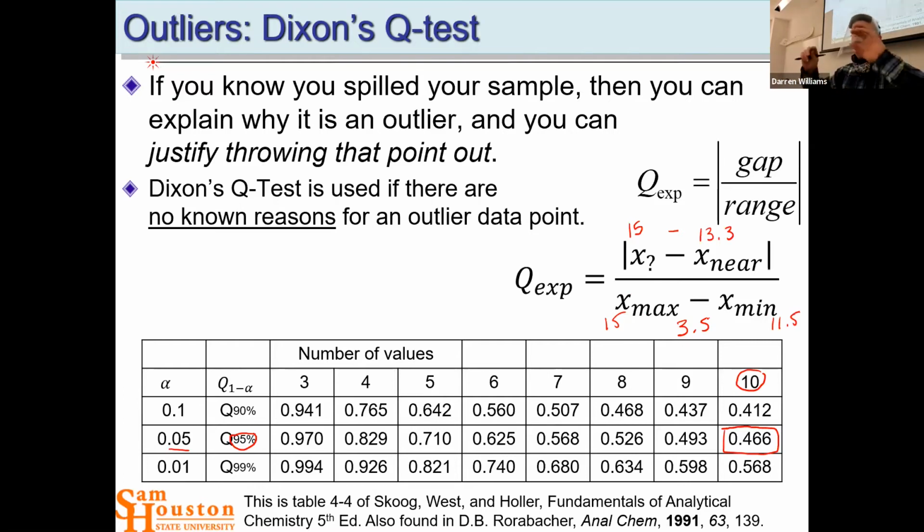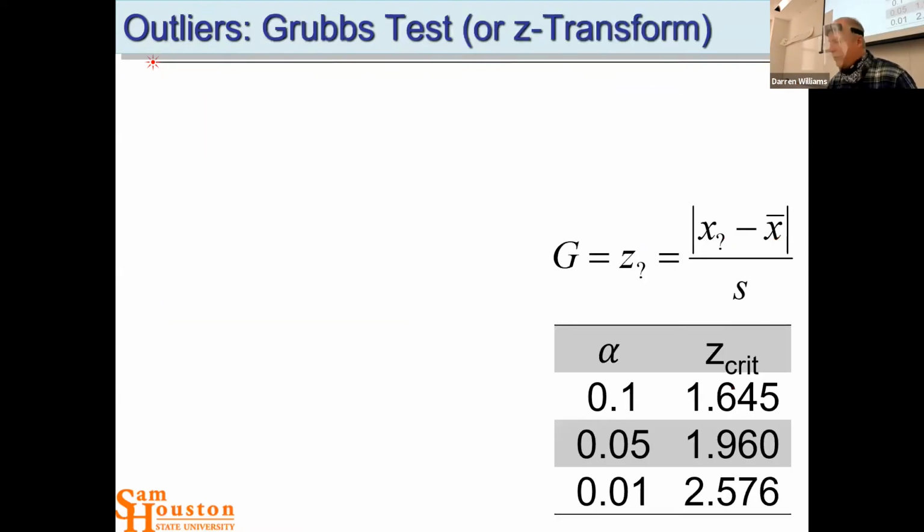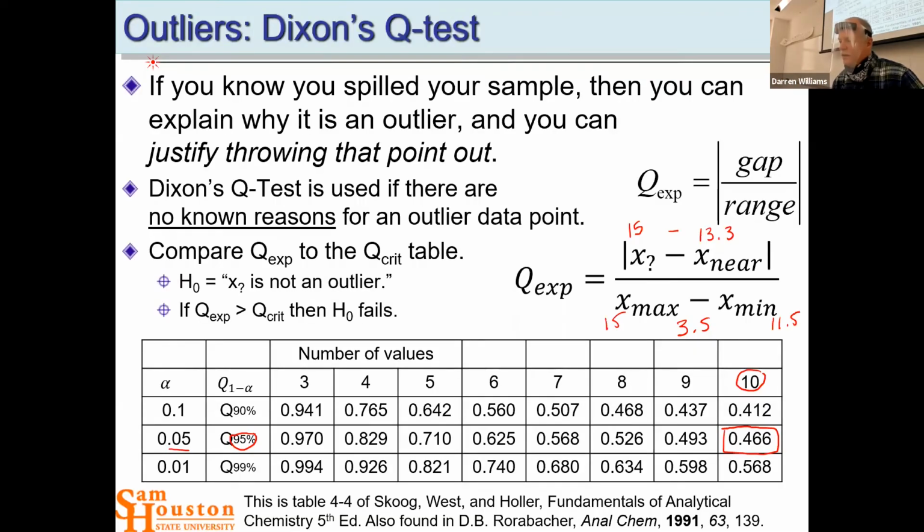So look what we're doing. We're comparing the gap to the range. The gap between our questionable data point and its nearest neighbor, and comparing that to the range of the data. And so then that's our Q experimental. And we compare that to this. Let's go ahead and calculate it. So 15 minus 13.3 would be 1.7, right? 1.7. And this is 3.5.